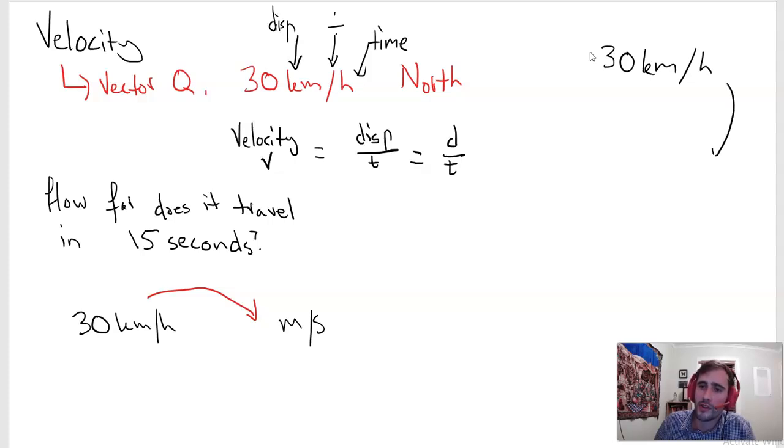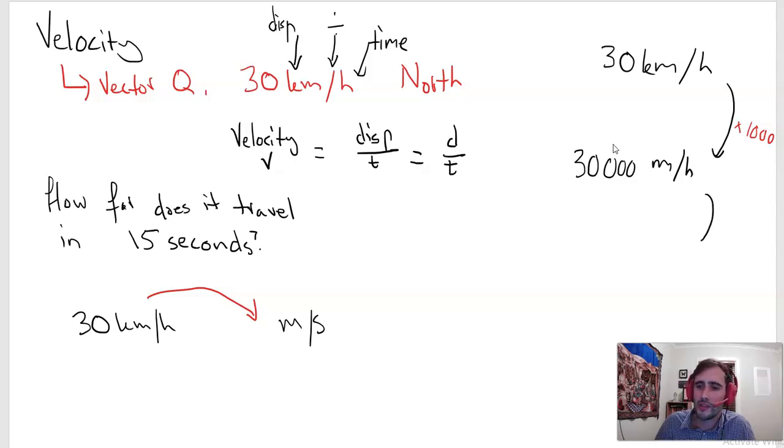Now, if I was going to turn this into meters per hour, we'll leave the time the same for the moment. How many meters are there in a kilometer? There's going to be 1,000. So what we need to do is times this by 1,000. So in this case, we're going to have a velocity of 30,000 meters an hour. All right.